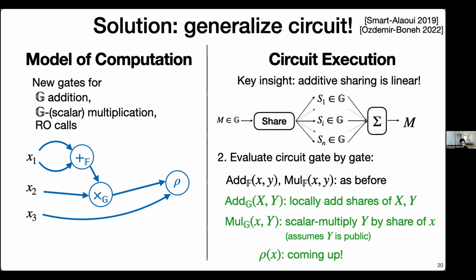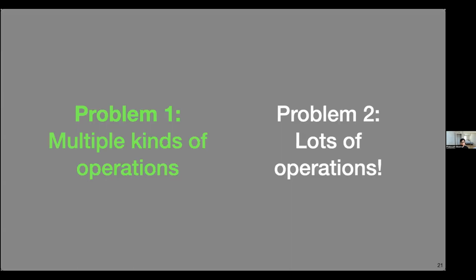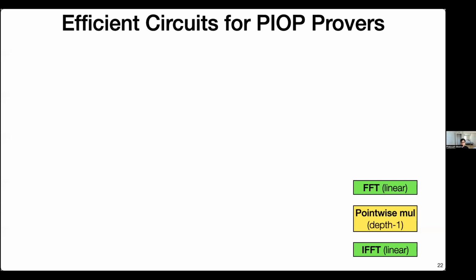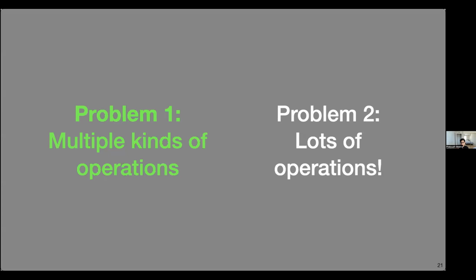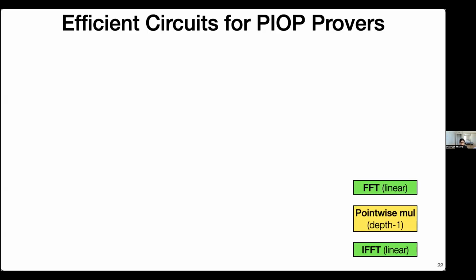prover, right? In some sense, also, maybe I'll go on to the next step, right? So now we have to figure out how we will realize these efficient circuits for these polynomial IOP provers. So that's problem one solved. And how do you actually support these different kinds of operations? The second problem is, okay, now we have lots of these operations. How do we actually get a circuit which has all of these many operations supported efficiently, right?